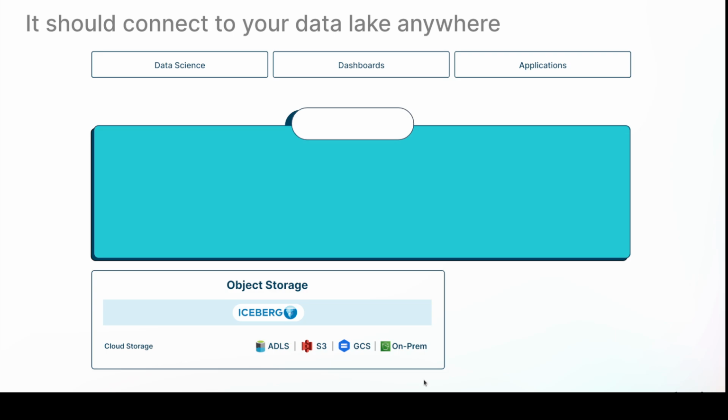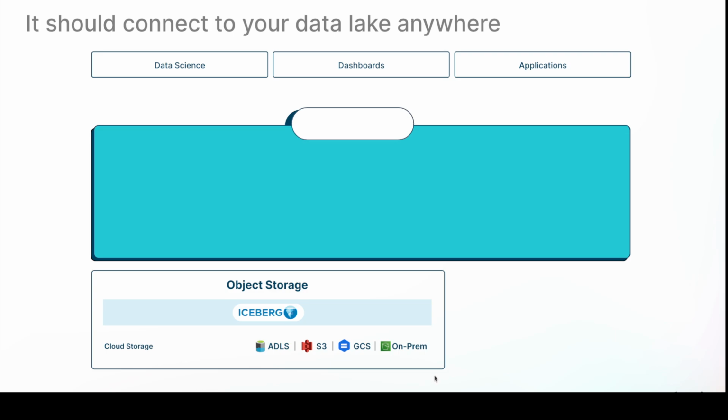And so what should a good data lakehouse platform contain? Well, a good data lakehouse platform should be able to connect to your data lake, whatever that is. It should be able to connect to your object storage, whether that's ADLS, S3, or Google Cloud. It should be able to connect to Hadoop clusters and on-prem object storage solutions. And it should be able to read table formats like Apache Iceberg and recognize the tables on your data lake so you can work with them.